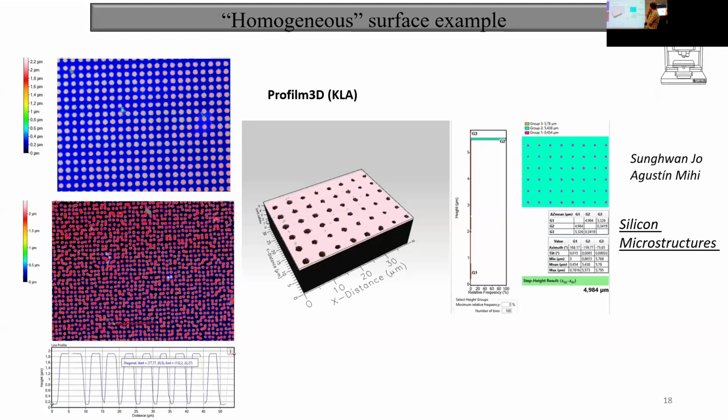This is an example of the group of Agustin, where they have pillars and holes on a silicon matrix. Measuring these samples by AFM, we didn't reach the bottom of the holes, because for these samples they were expecting 5 microns, and we measured it, I think, very nicely with the optical technique. To enter the tip of the AFM here, you are not going to reach the bottom because of the aspect ratio of the tip.